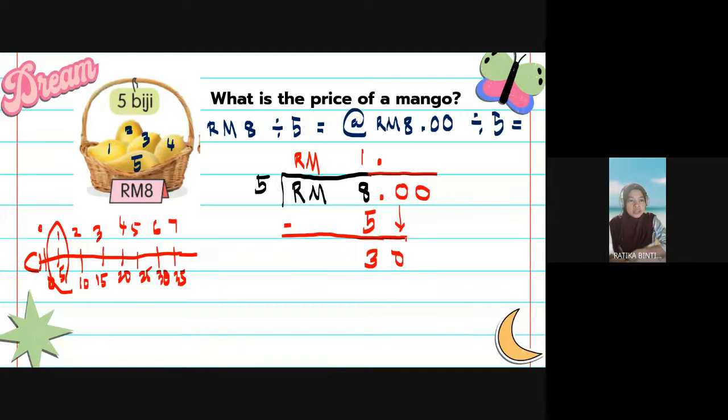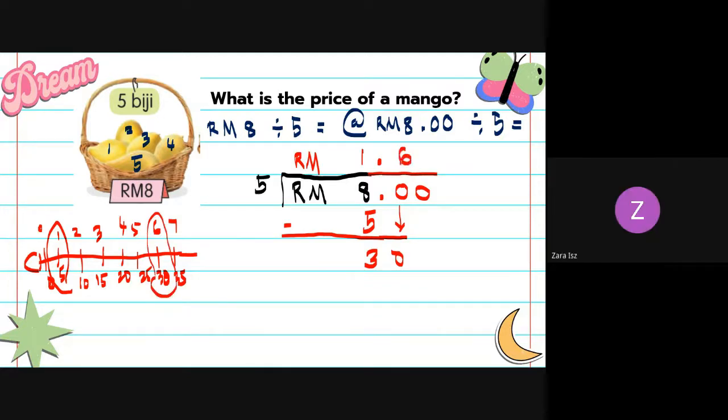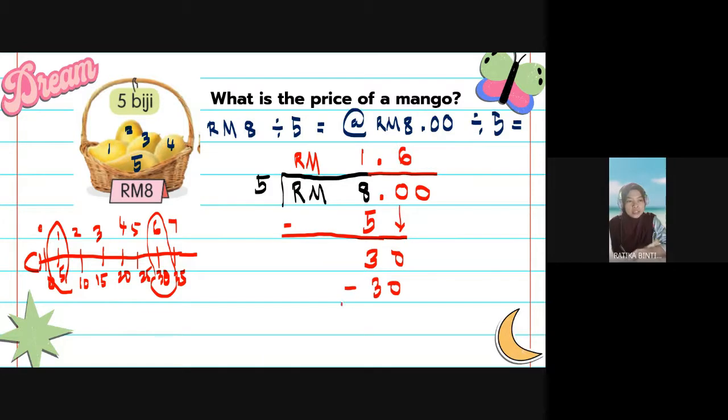So, bring this down. This is 30. So, which one? Mana satu? 6. Okay, so 6 here. 30 dekat bawah minus 0. Then you bring down another 0. 0 minus 0. So the answer is 1 ringgit and 60 sen.